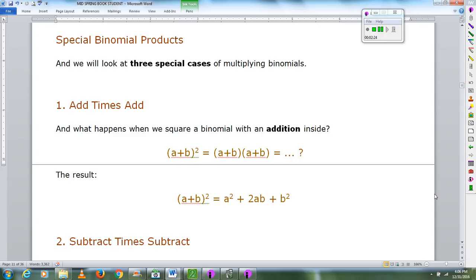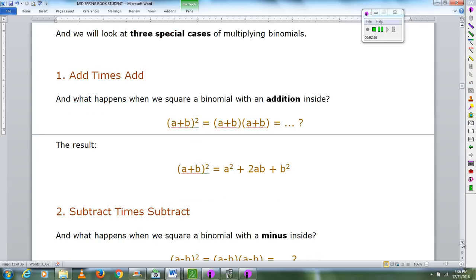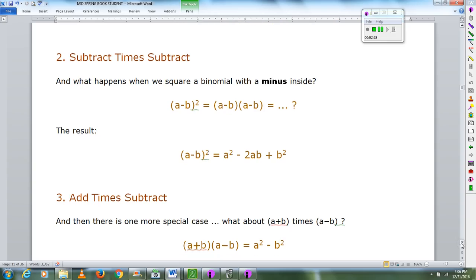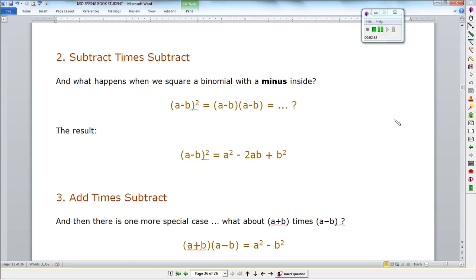So let's look at case number 2. In case number 2, you subtract times subtract. What it means is that when you square a binomial with a minus inside, so (a - b) squared, you can write it as a smaller degree, which is (a - b) times (a - b) again.